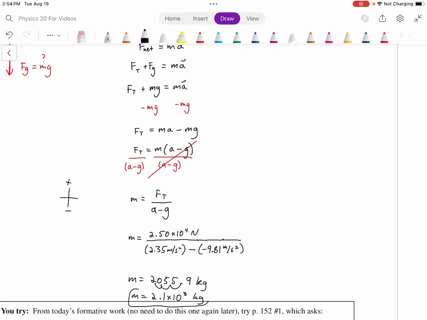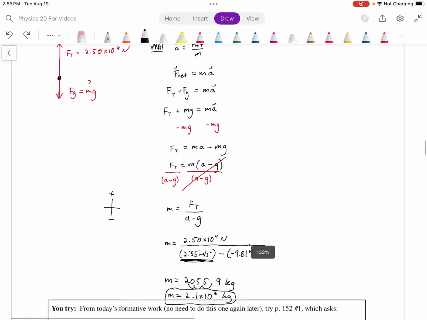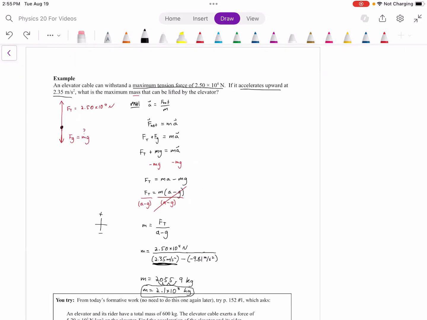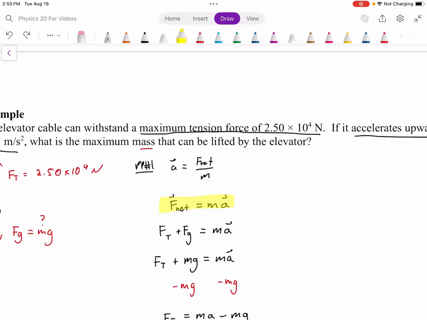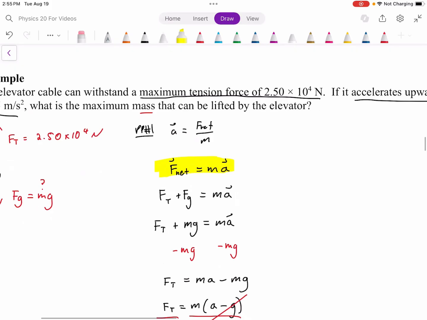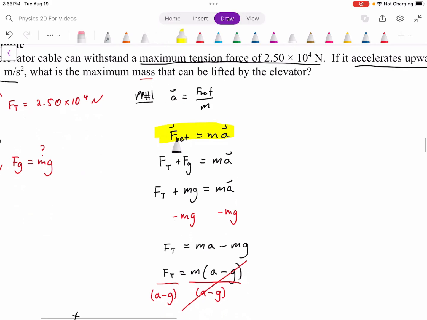So if we were to accelerate that mass at that acceleration, we would reach our maximum possible tension. Any larger mass or any larger acceleration and our cable would snap, okay? But notice, once again, we started simple, right? Start with the basic idea, F net equals ma. F net is just the sum of the forces, right? You get specific to your problem here, where you add your actual forces in.